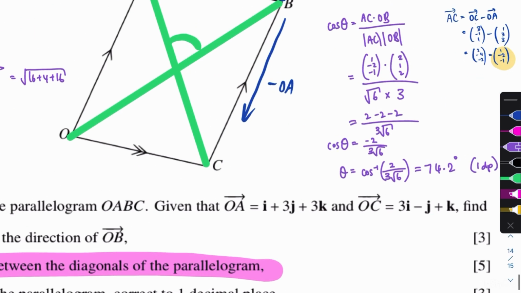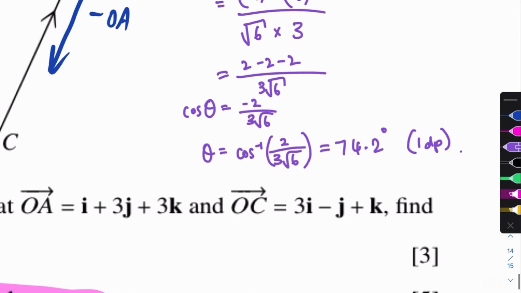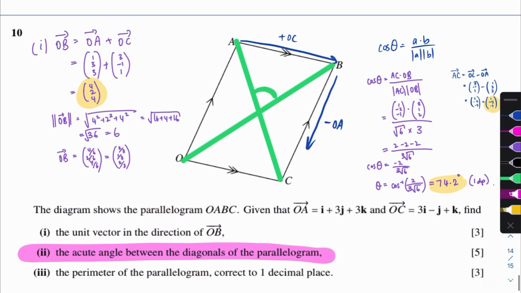Alrighty. So that is that. And we know that this is the angle we want because it's acute. If we got something bigger than 90, then we would have to do 180 minus that. But in this case, we already got an acute angle, so we can just leave it as is. Okay, so that was part 2.